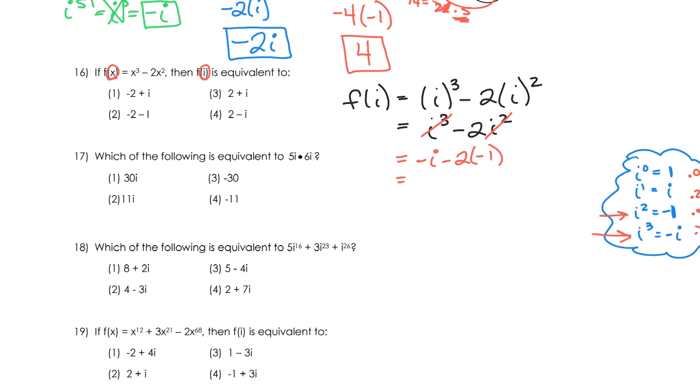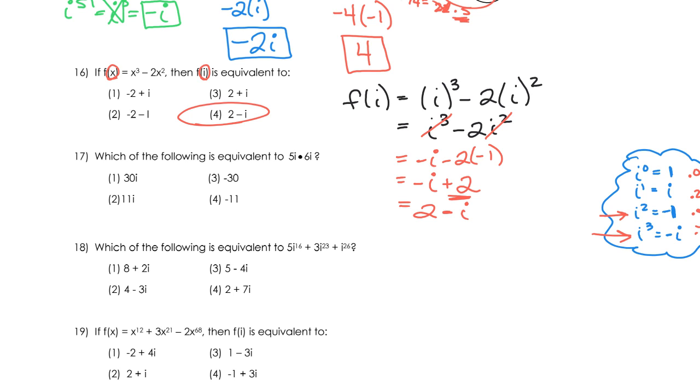All right. So we're going to clean this up a little bit. We're going to keep this negative i, but right here we have negative 2 times negative 1, which is a positive 2. And that's as low as we can go. So now we just go ahead and look for our answer. The only thing is that they switch these around. So this positive 2 is actually first, and then the negative i, or the minus i, is second. So we have 2 minus i, which is choice 4.